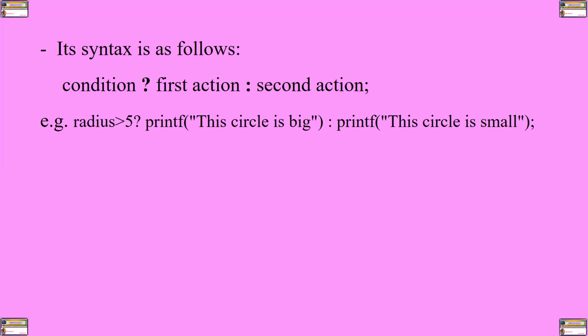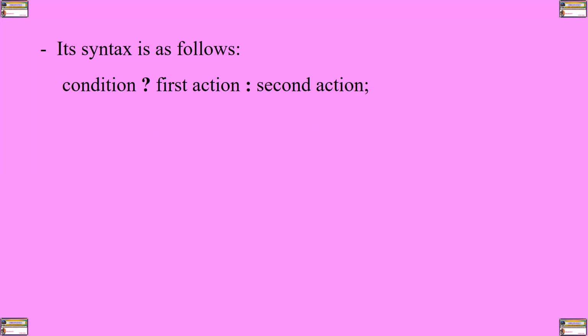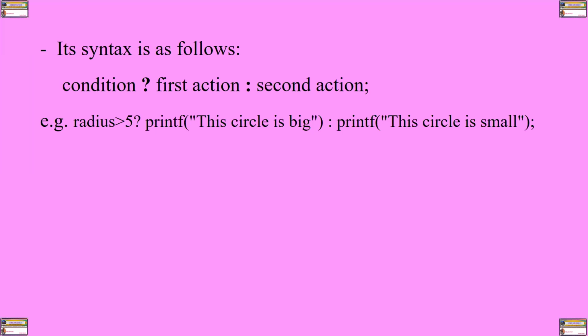For example, you can write it as follows. The condition is radius more than 5. So is the value of radius more than 5? If yes, display the statement: the circle is big. Otherwise, if the value of radius is not more than 5, then display the message: this circle is small. So my dear students and the rest of the learners, this is just a sample to show you how the ternary operator works. It is a simplified version.